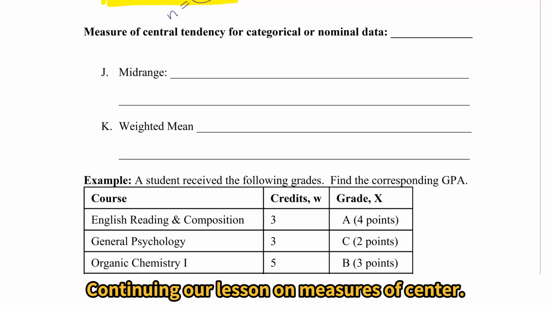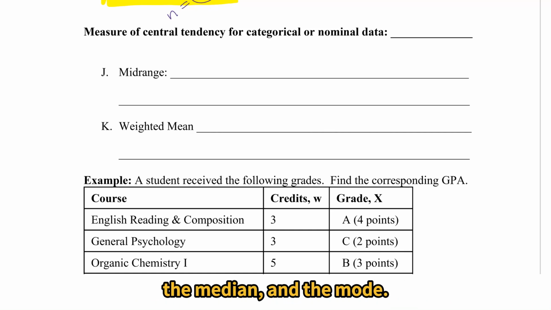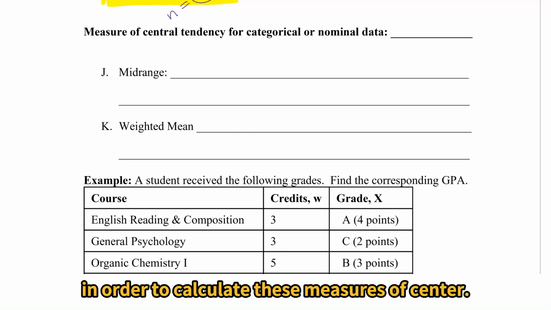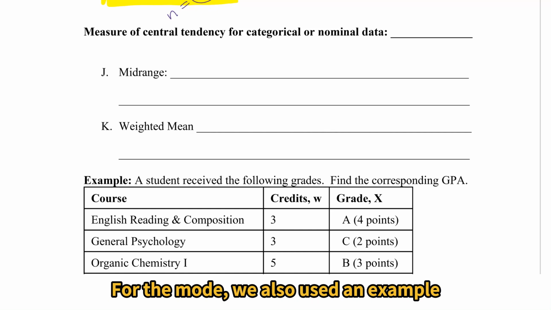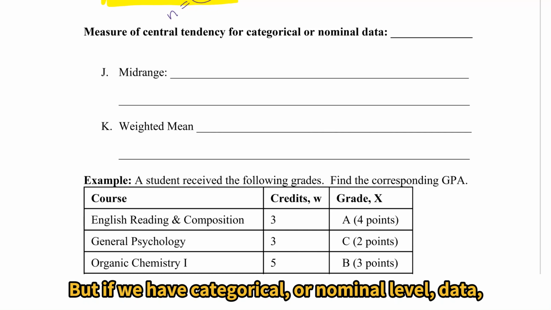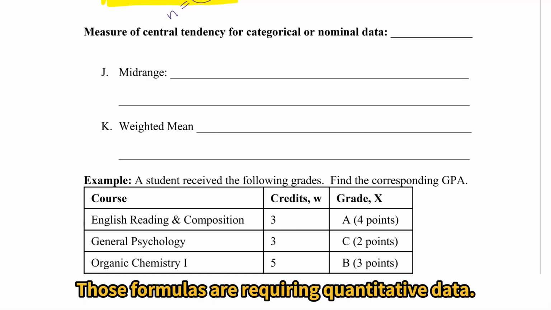Continuing our lesson on measures of center, so far we've discussed the mean, the median, and the mode. For the mean and the median, we were using quantitative data, numbers, in order to calculate these measures of center. For the mode, we also used an example with quantitative data, but if we had categorical or nominal level data, we cannot use the mean or the median.